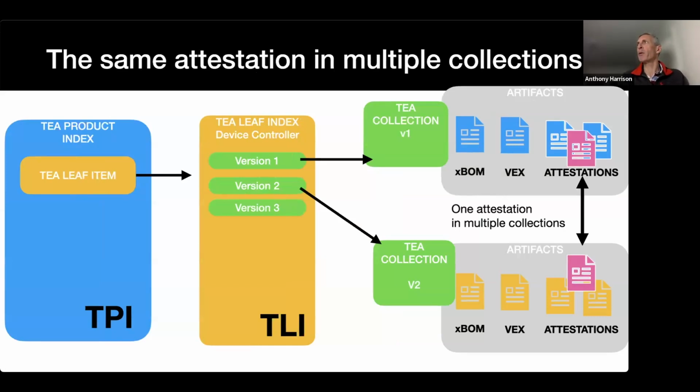So if you have multiple versions of a product, you will have multiple collections, version 1 and version 2 in this instance, but you may have common documents, artifacts that are shared between collections. So we need to make sure that we can have the same artifact in multiple collections to be shared. So for example, like in this case, an attestation against maybe a standard. Next slide, please.